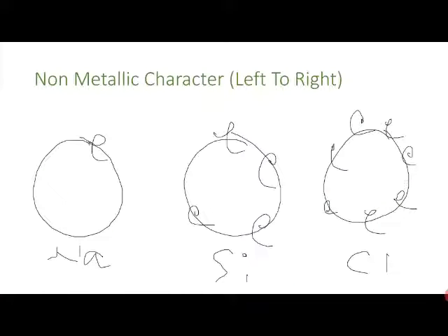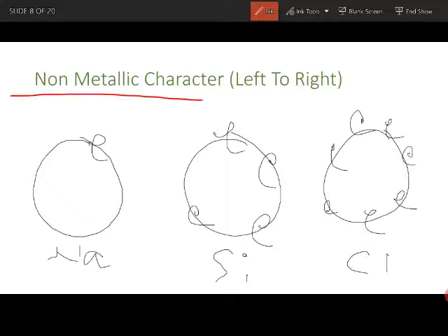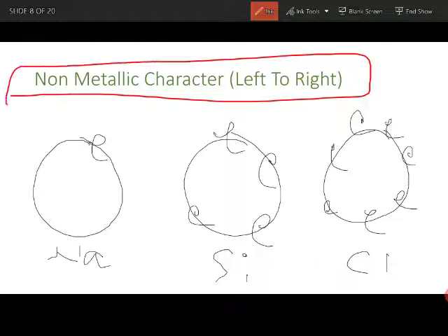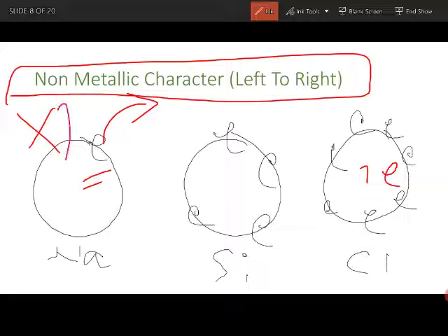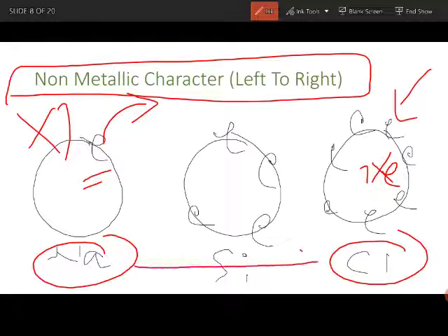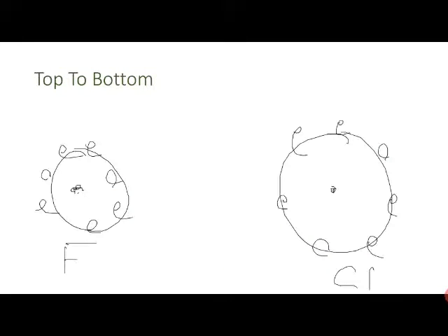Now let's come to non-metallic character, students. Non-metallic character I have already discussed with you from left to right. Sodium has 1, chlorine has 7. Sodium will donate 1, it cannot accept 7. Chlorine will accept 1, it cannot donate 7. Am I clear? Then chlorine is a non-metal, and this is a metal. What happens when you move from left to right? It increases. Clear? Let's not waste time here.